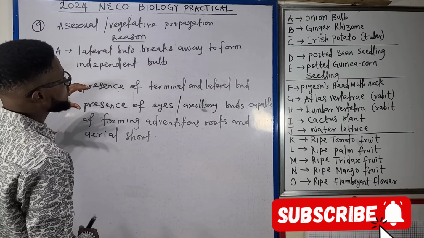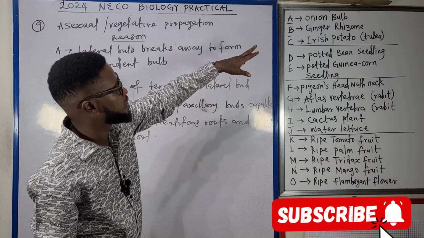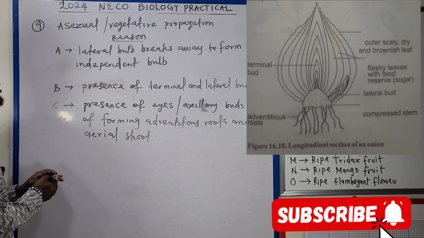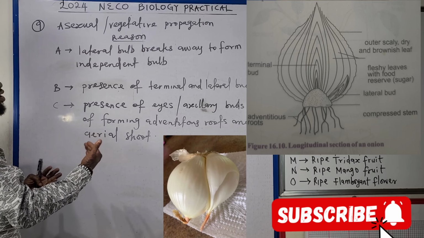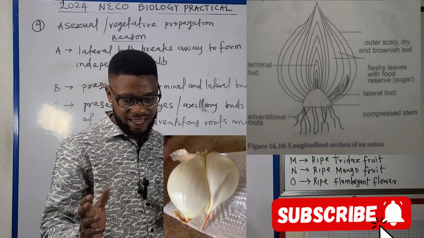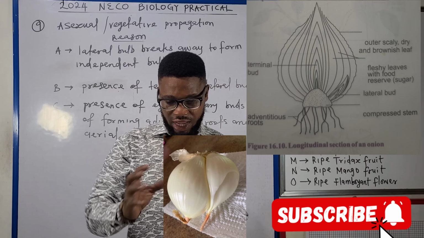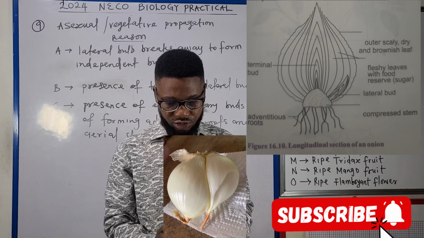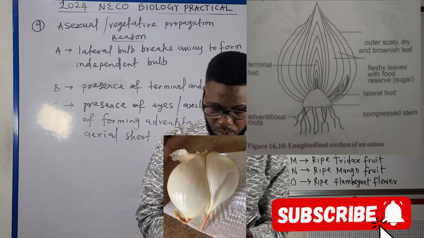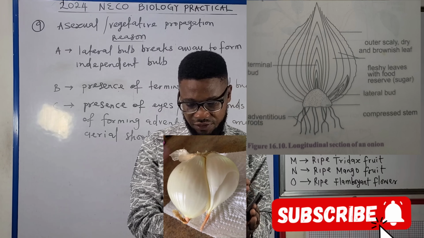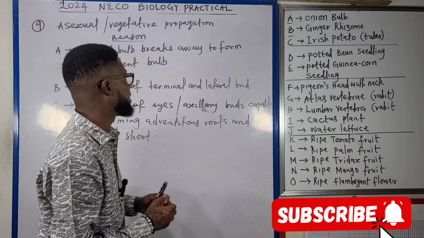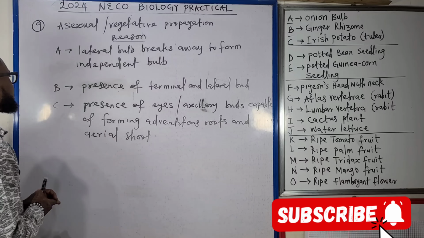So, what will be my reason for thinking that specimen A, onion bulb, can reproduce asexually or via vegetative propagation? My reason is because it has lateral bulb, which is capable of breaking away to form an independent bulb. Remember that I said previously, as you can see in the structure displayed on your screen, the compressed bulb there is going to give rise to another lateral bulb, which breaks away to form an independent bulb, and that just about answers that.